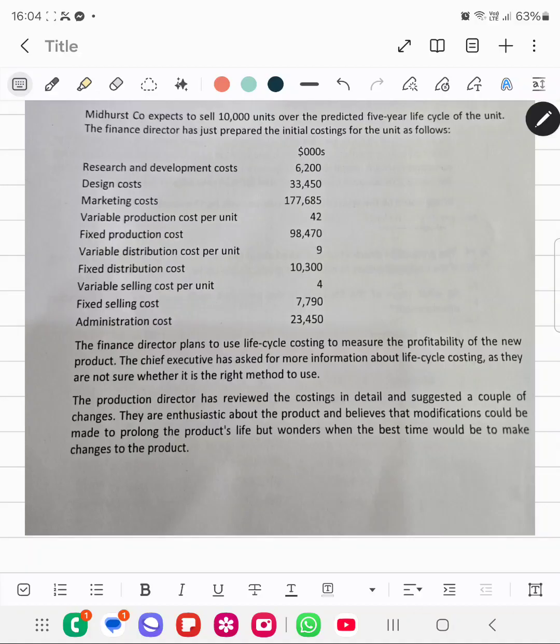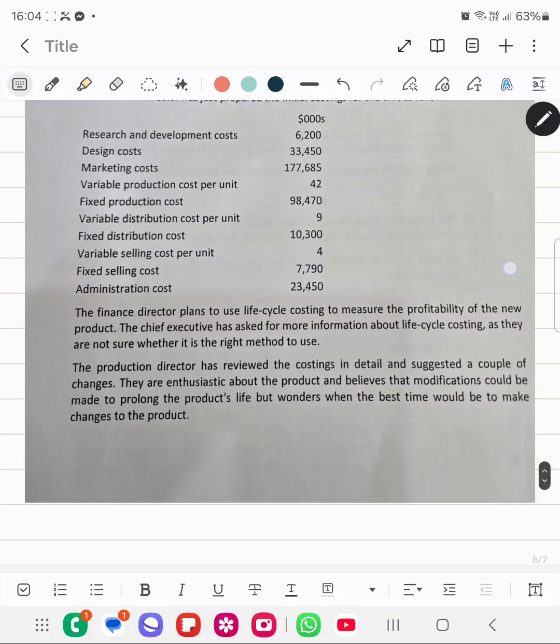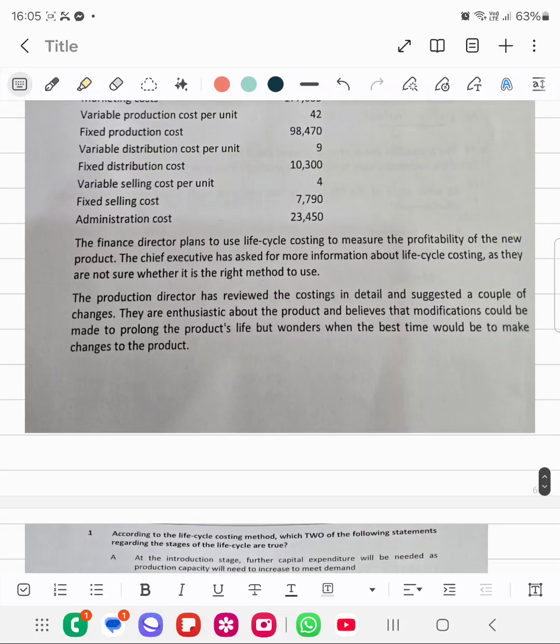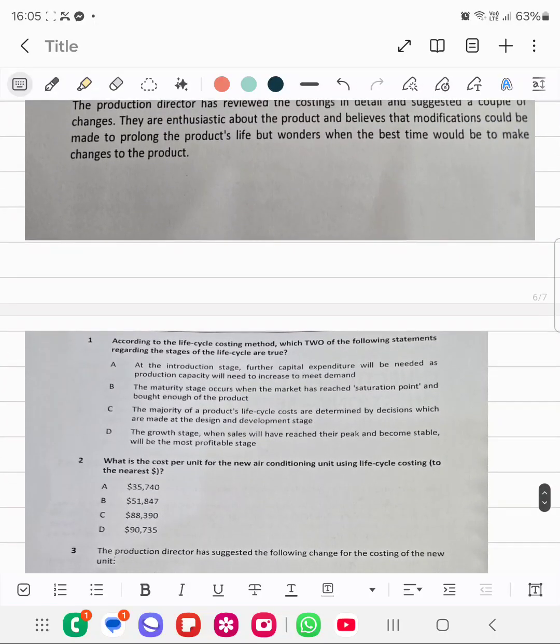The finance director plans to use life cycle costing to measure the profitability of the new product, and the chief executive has asked for more information about life cycle costing, as they are not sure whether it is the right method to use. The production director has reviewed the costing in detail and suggested a couple of changes. They are enthusiastic about the product and believe that modifications could be made to prolong the product's life, but wonder when the best time would be to make changes to the product.